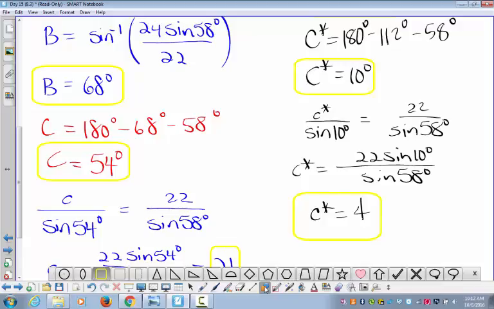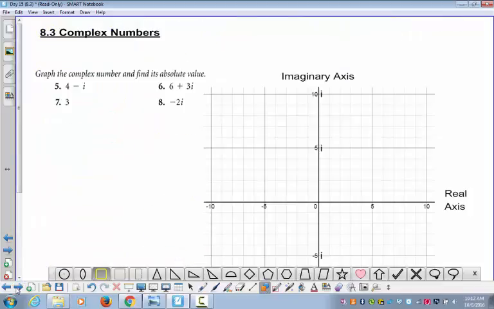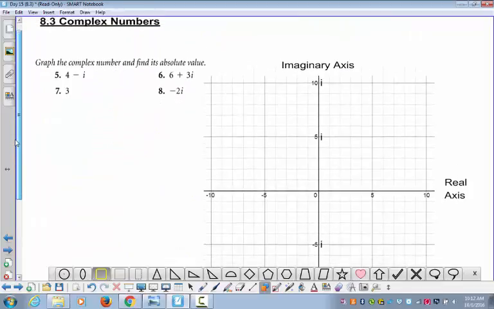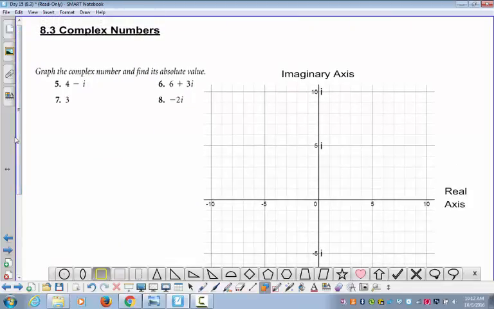Are we ready for 8.3? Complex numbers. In college algebra, you may or may not have graphed complex numbers. In college algebra, quite frequently you deal with operations of complex numbers, but you might not graph them. And complex numbers are a two-dimensional set of numbers. So that's completely different than the other number systems you've worked with.